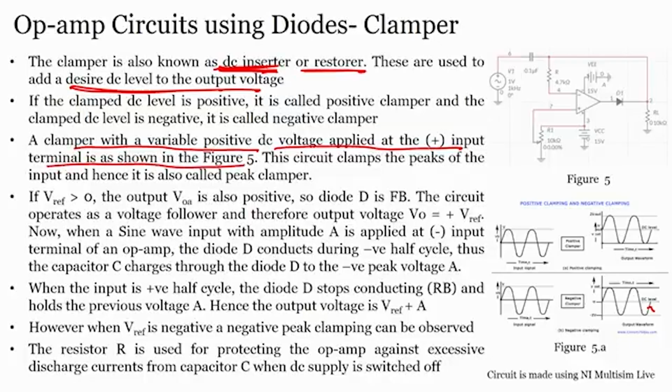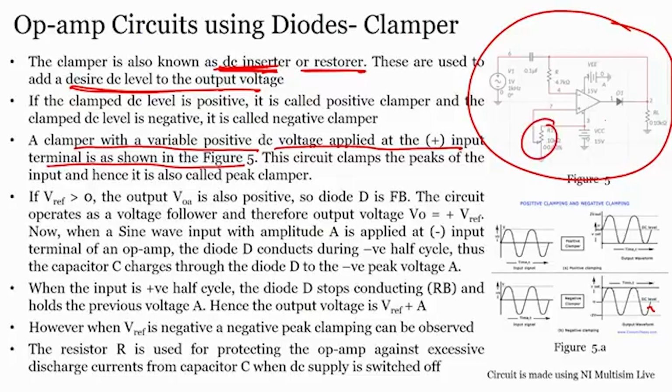Next is a clamper with a variable positive DC voltage applied at the non-inverting terminal, shown in figure 5. If you see this figure, the clamper with variable DC voltage is connected to plus VCC. You can generate a DC voltage and vary it with the help of this potentiometer, and that voltage you apply to the non-inverting terminal of the operational amplifier.